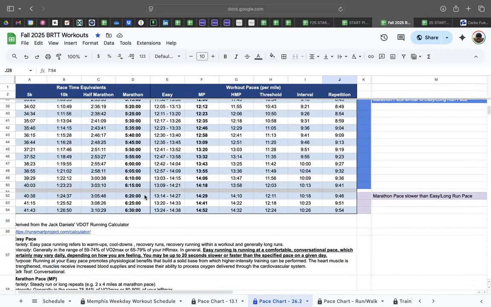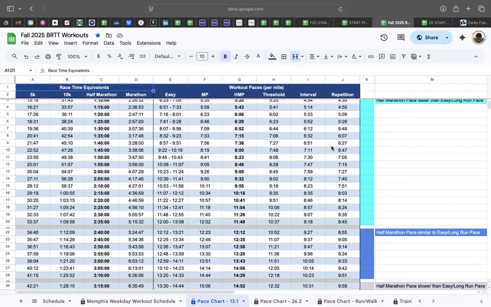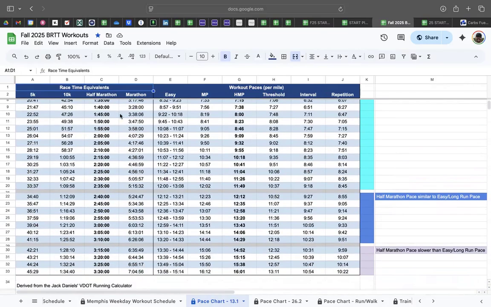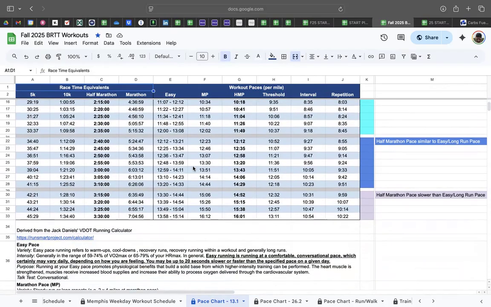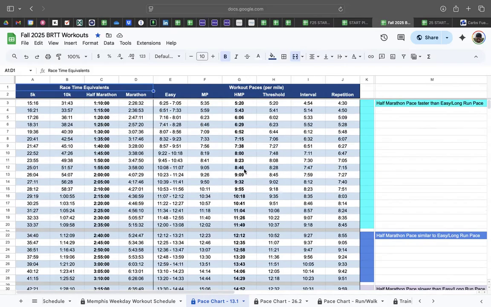And then for a 6:20 marathon and on back, your easy run pace is actually going to be faster than your marathon pace. And that we'll see here for half marathoners as well, 2:35 and faster for a half marathon. Easy pace is slower than half marathon pace. 2:40 to 3:10, they're roughly the same or overlapping. And then a 3:15 half marathon and on back, your easy pace is going to be faster than your race pace. So that can just be helpful to know throughout your training.